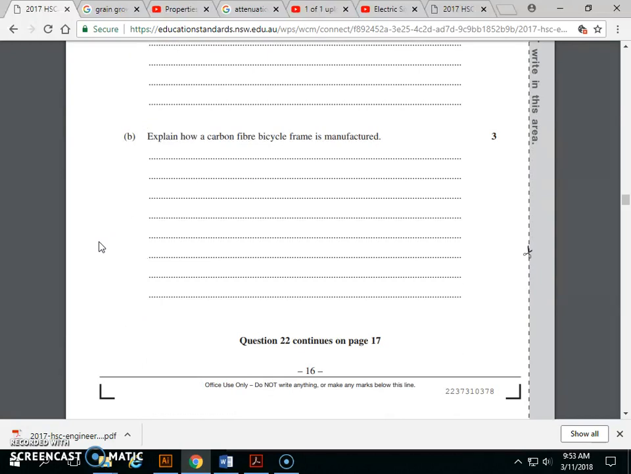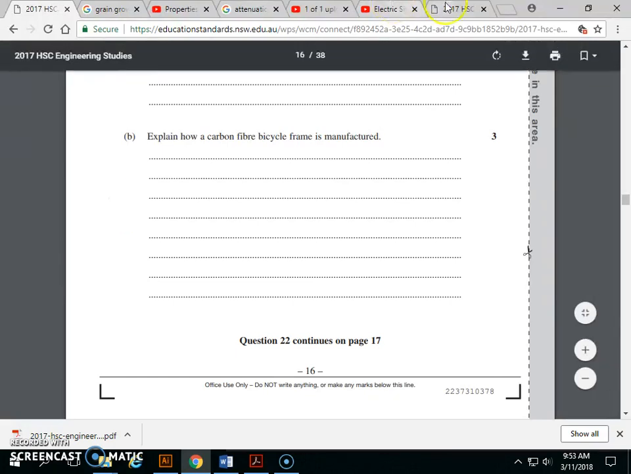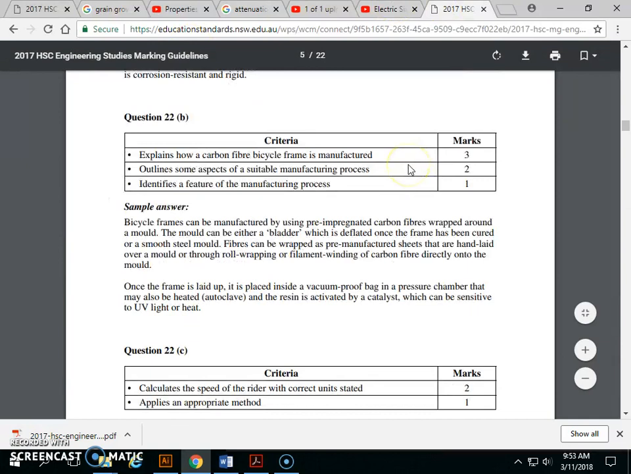Okay, explain how the carbon fiber bike is manufactured. Okay, so there's hand layup, vacuum layup, and there's the pre-preg. Let's see what answer they went with. I'm going to say that vacuum layup sounds good. Okay, so here we go. It's placed in a vacuum. We're going to get to that.